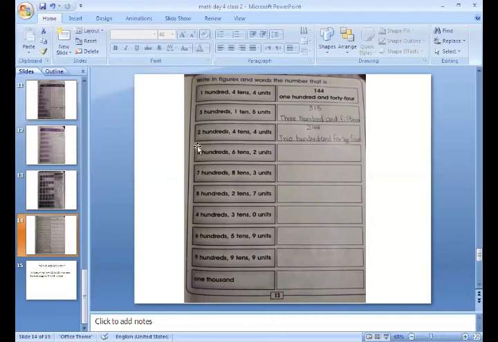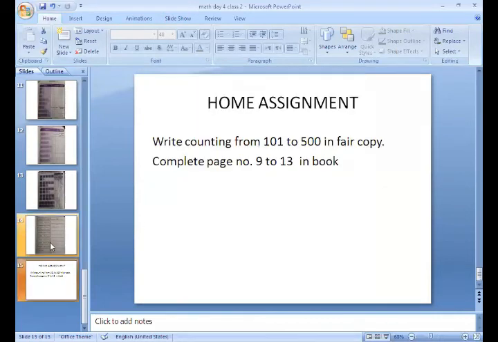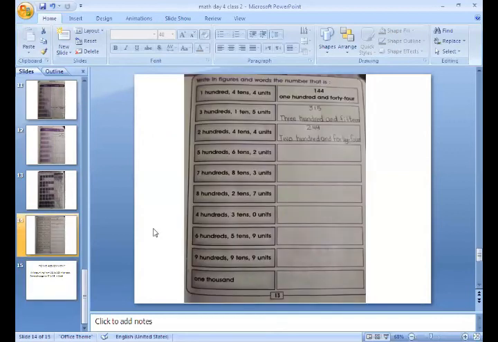See in the third box, 200, 4 tens, 4 units. So 200, 4 tens, 4 units shows the number 244. Then you will write this number in words. TWO HUNDRED AND FORTY-FOUR, 244. The remaining part you will complete in homework.